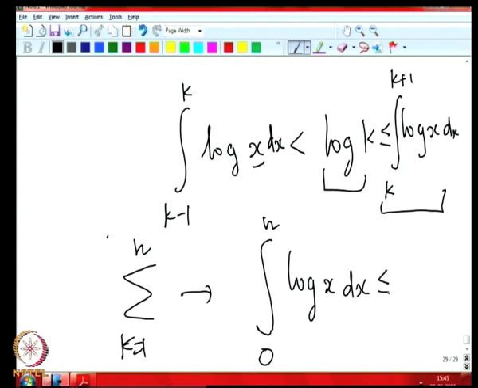Now this will be less than or equal to log of n factorial, because this is log 1 into log 2 into and so on, right. Of course, it is almost time, so we will stop here.